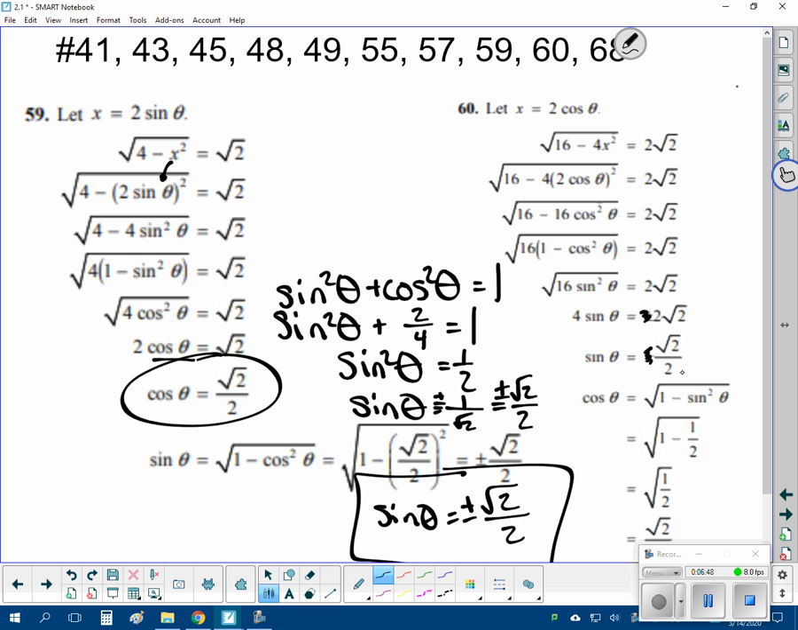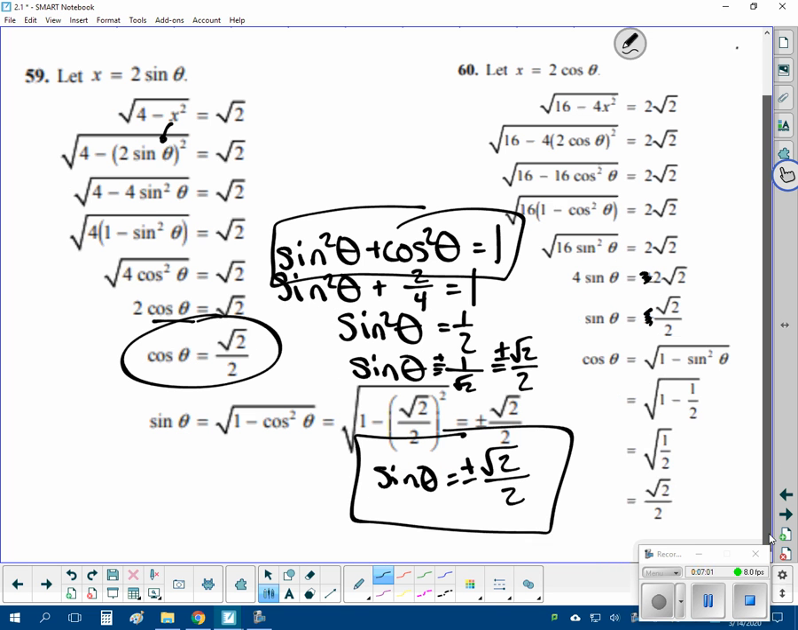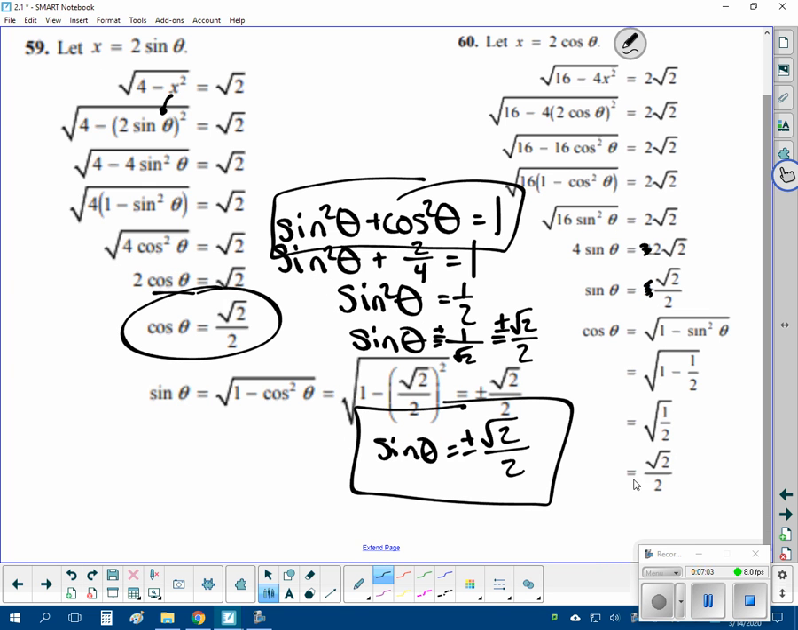Then divide by 4. And then, again, they've taken this Pythagorean identity and solved it for cosine and used that. You don't have to do that if you don't want. You can do it the same way we did it over here. But either way, you're going to end up with the same answer.